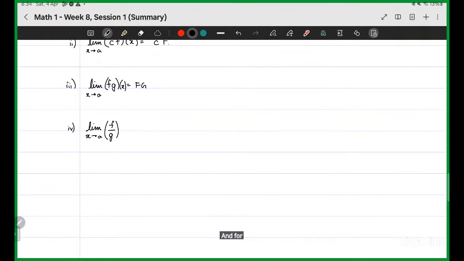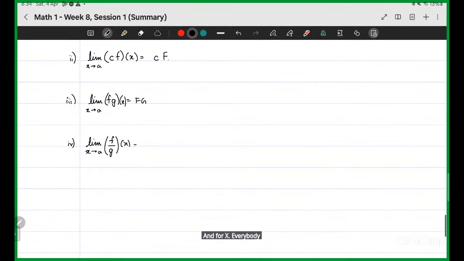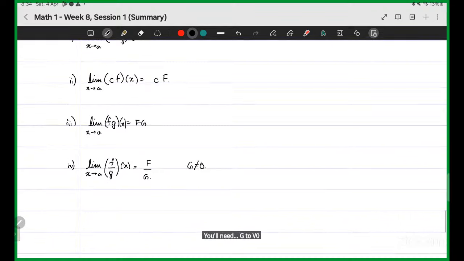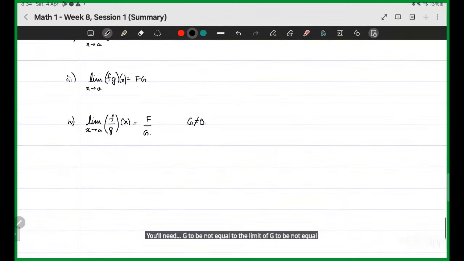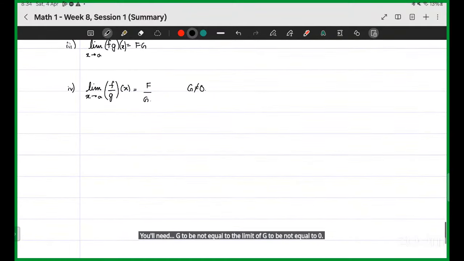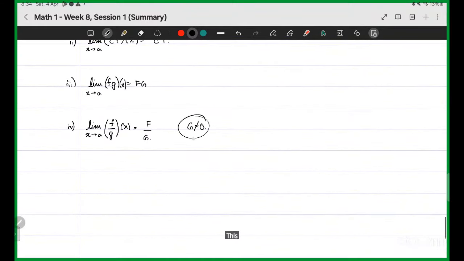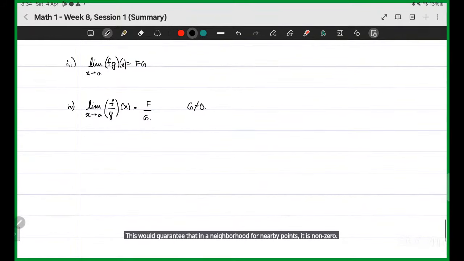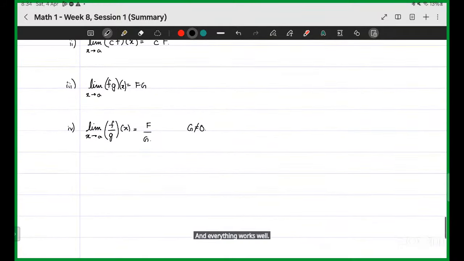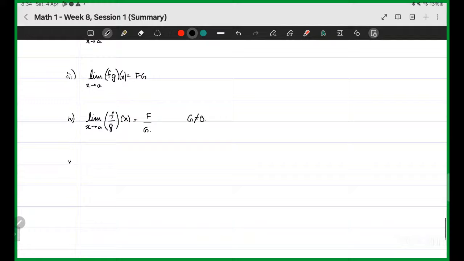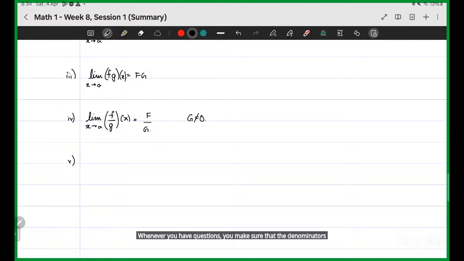The limit of f by g is the limit of f by the limit of g, but here, of course, you need the limit of g to be not equal to 0. This would guarantee that in a neighborhood, for nearby points, it is non-zero, and everything works well. Whenever you have quotients, you make sure that the denominator is not vanishing.